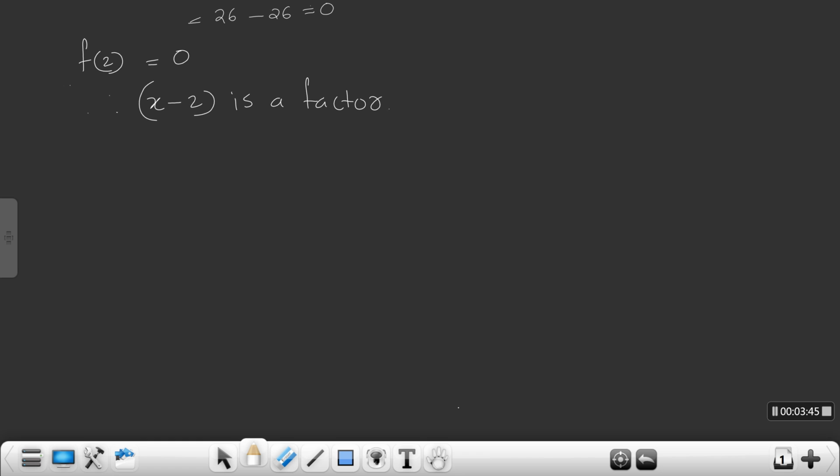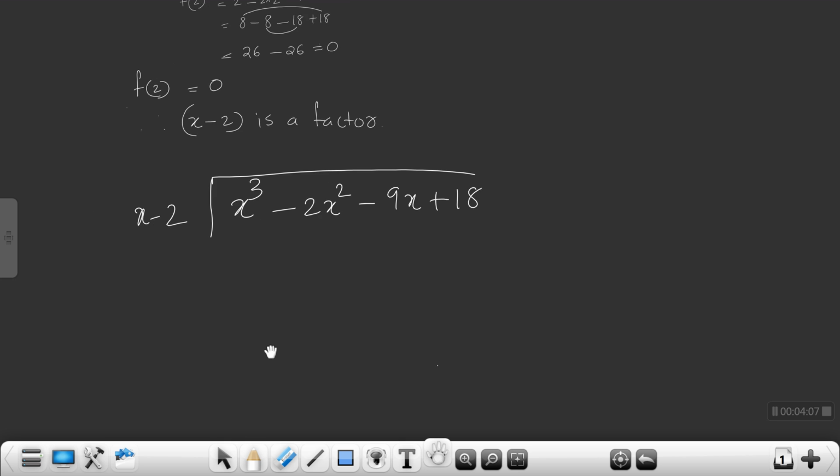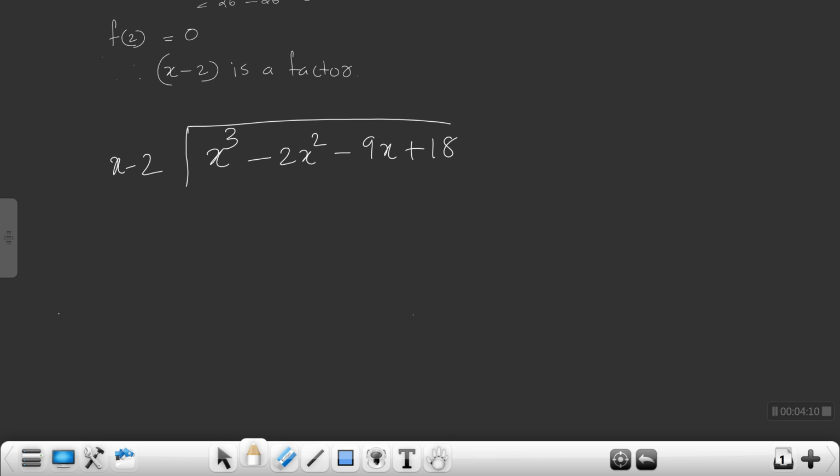The second part is factorize the polynomial completely. For that, first we want to divide the given polynomial by the given factor. That is, divide x cube minus 2x square minus 9x plus 18 by the given factor x minus 2. While dividing, we can find the quotient. First, the first term of the dividend x cube by the first term of the divisor x. While dividing, we get x square. X square is the first term of the quotient.